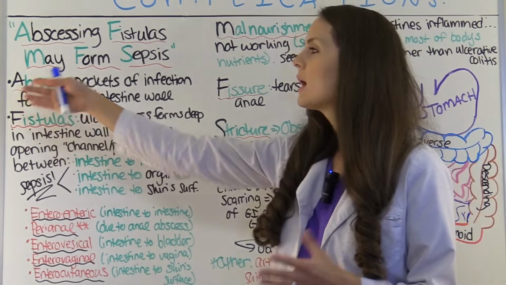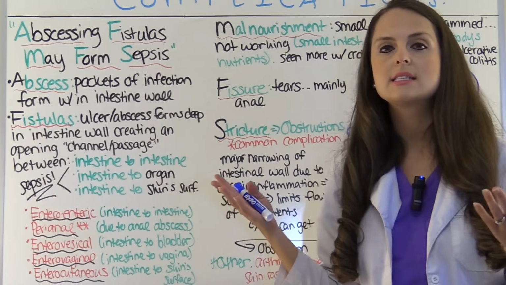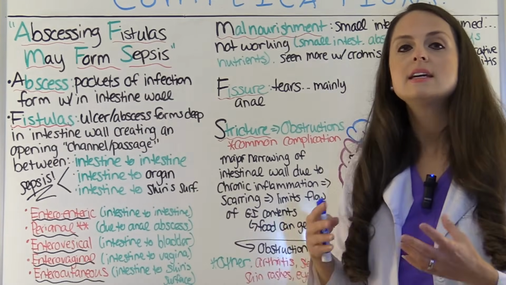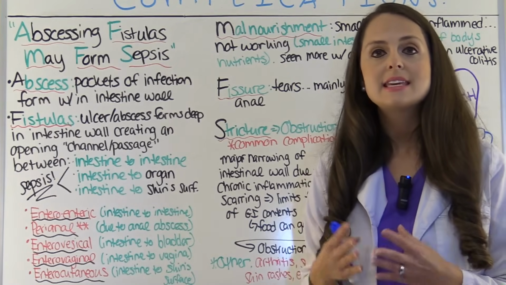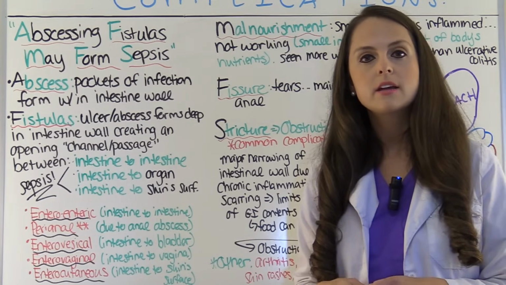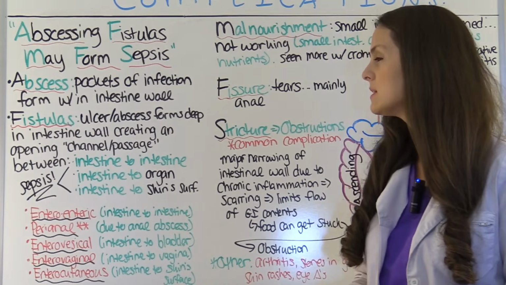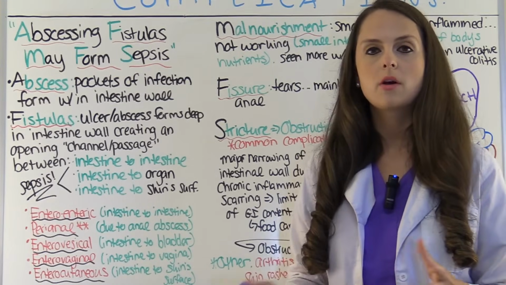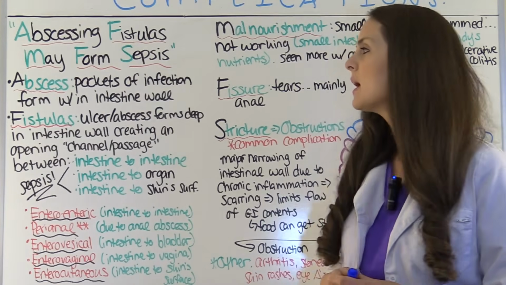Okay, A for abscess. What is this? This is a pocket of infection that forms within the intestine wall. And these abscesses can burst. And whenever they burst, they can form fistulas. Specifically, anal abscesses can turn into fistulas. And this is one of the problems that people with Crohn's disease can have.